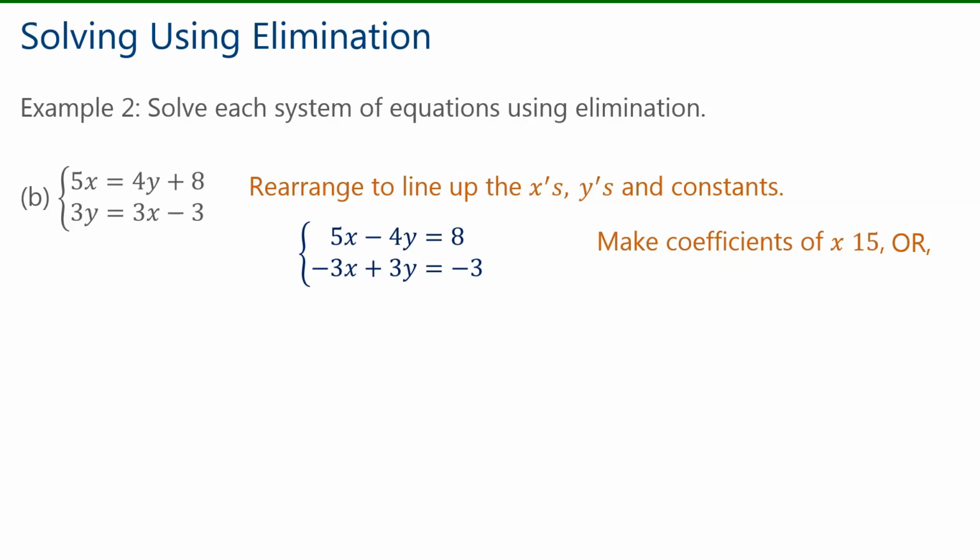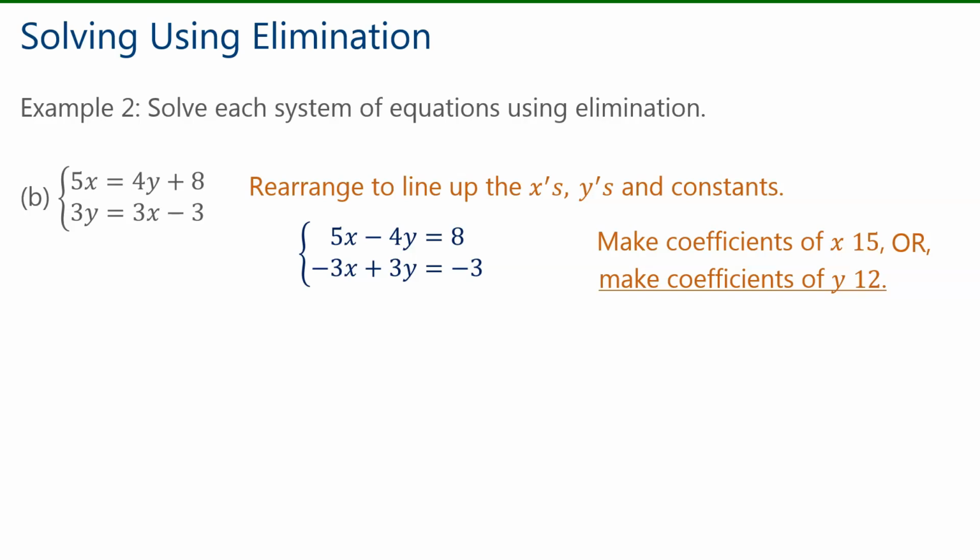Or say you want to eliminate y. Well, what number can -4 and +3 divide into? They can both divide into 12, so you can make both of the coefficients 12 if you like. So you can choose to do either one. I'm going to make the coefficients of y 12. Now because I have one positive and one negative coefficient of y, I'm really going to make the top equation be -12y and the bottom equation be +12y.